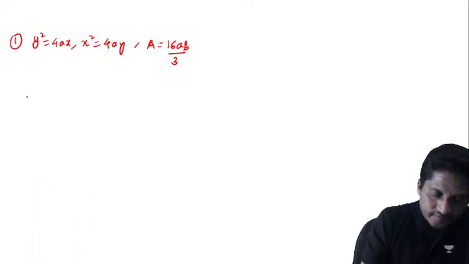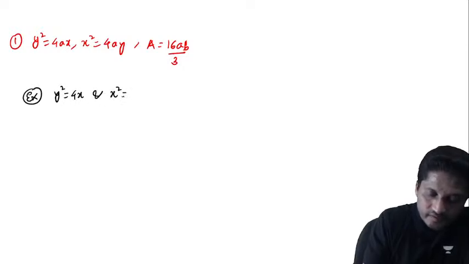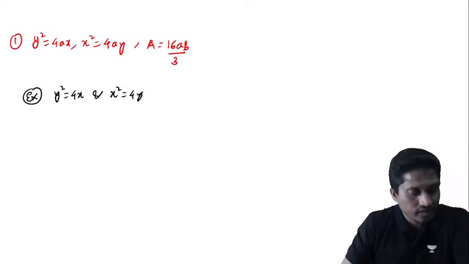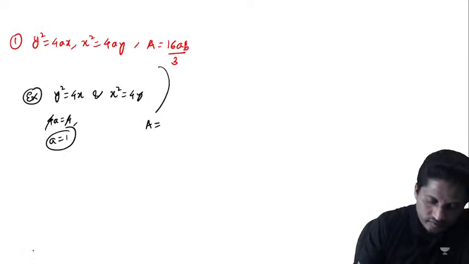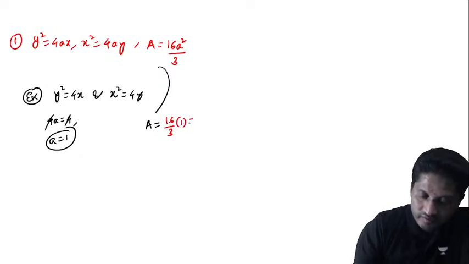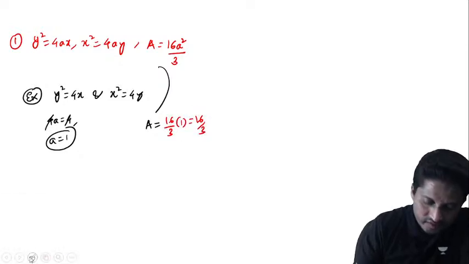Let's say if you have y square is equal to 4x and x square is equal to 4y. What is the area of this? If you compare, you get 4a is equal to 4. You cancel this, a equal to 1. Now if I substitute here, for y square is equal to 4x, x square is equal to 4ay, area will be equal to 16a square by 3. So this is 16 by 3. Anyways, a is 1. Answer will be equal to 16 by 3. So remember this result.